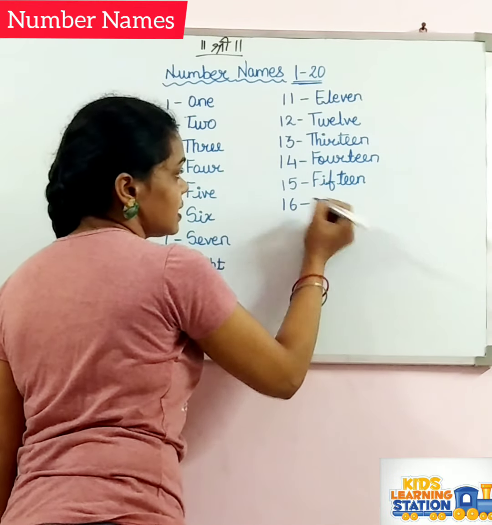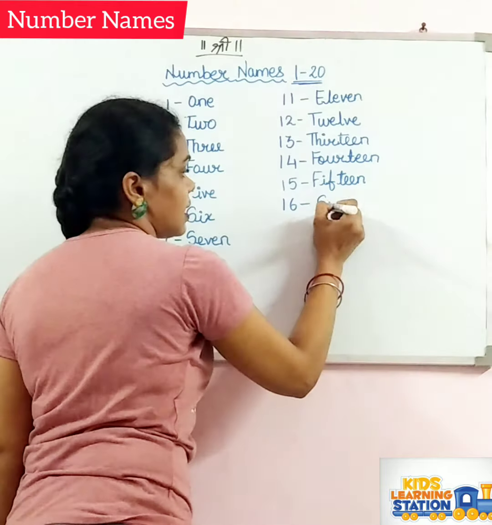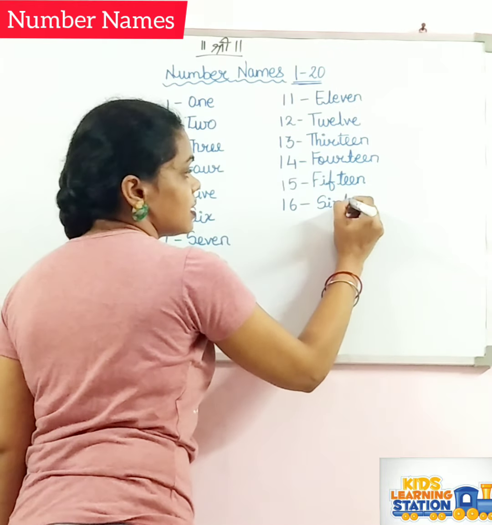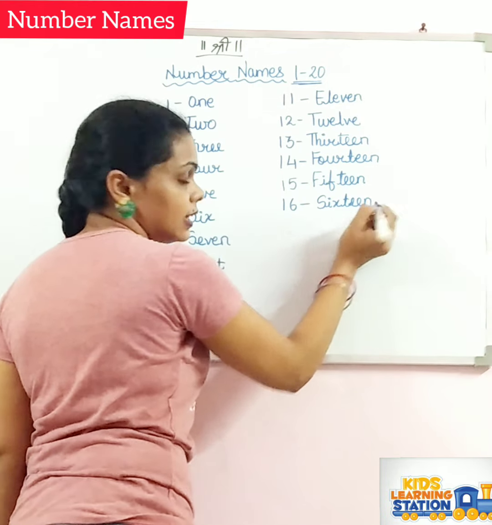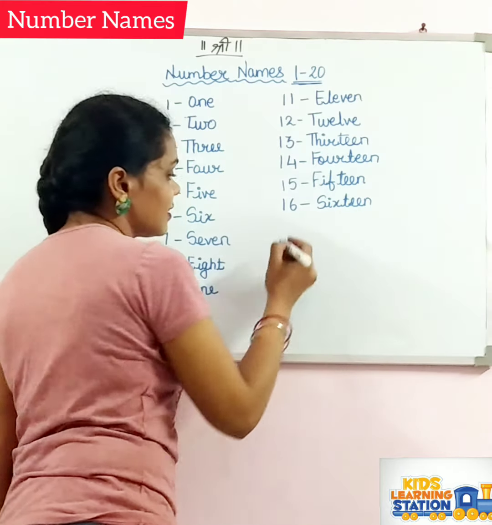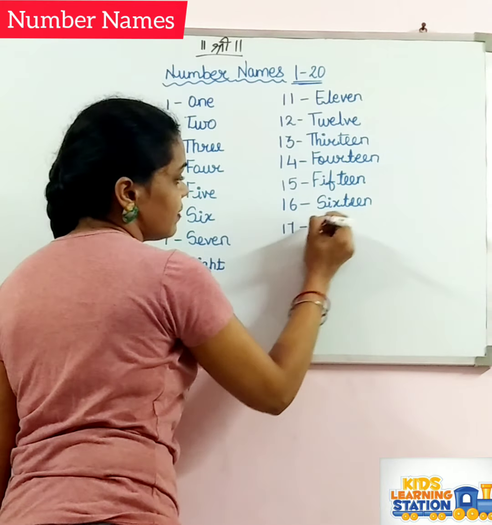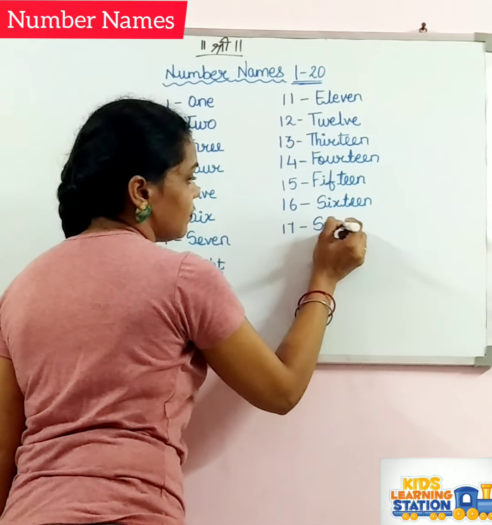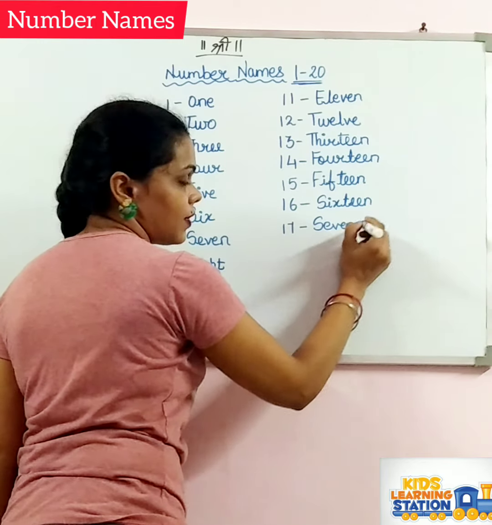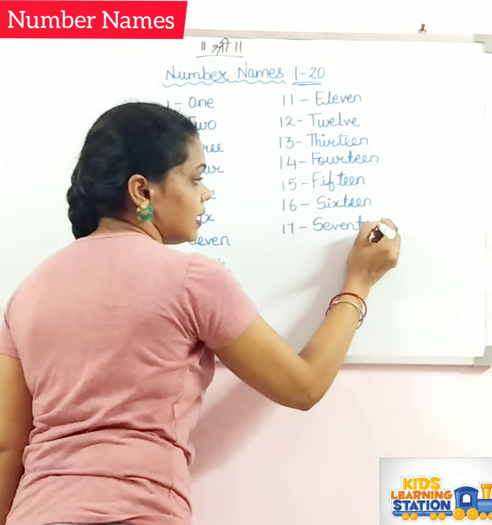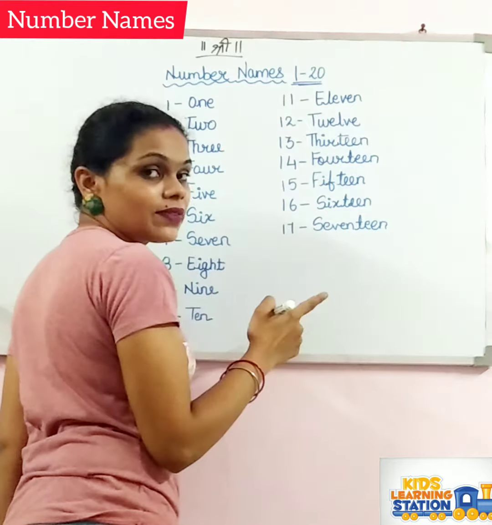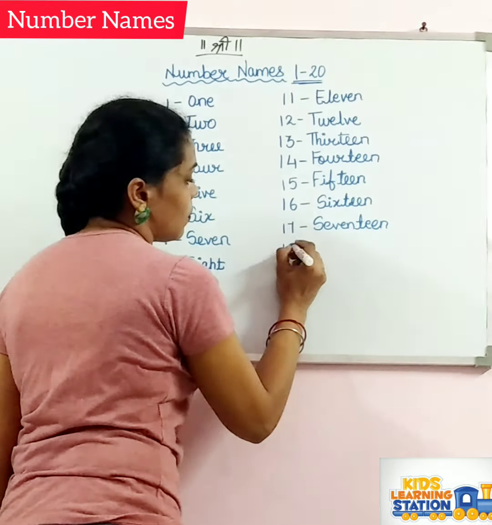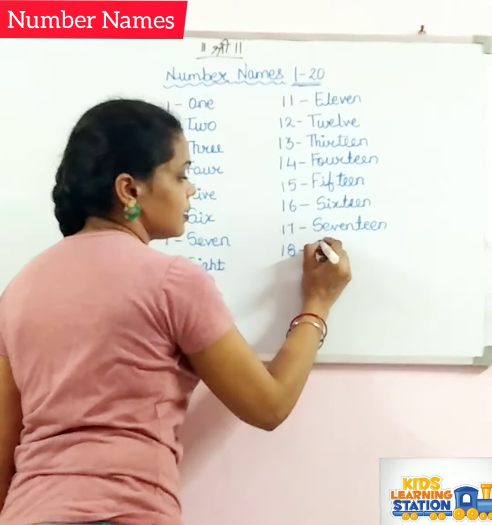16: S-I-X, 6, T-double E-N, 10, 16. 17: S-E-V-E-N, 7, T-double E-N, 10, 17.